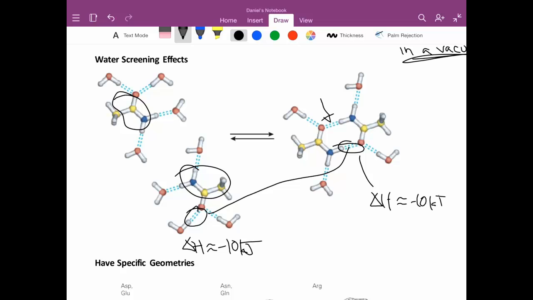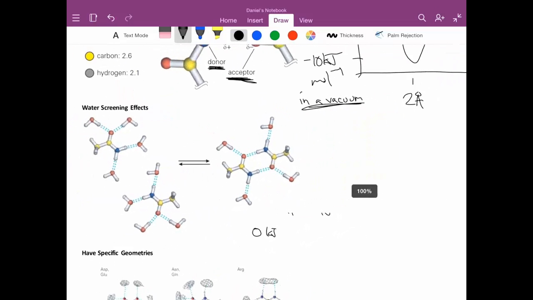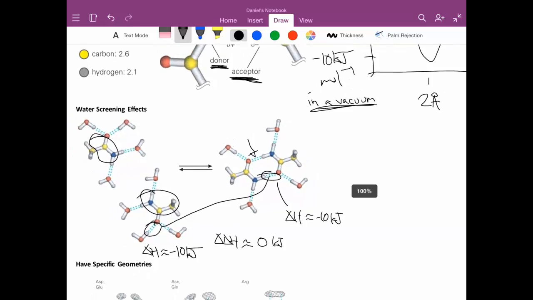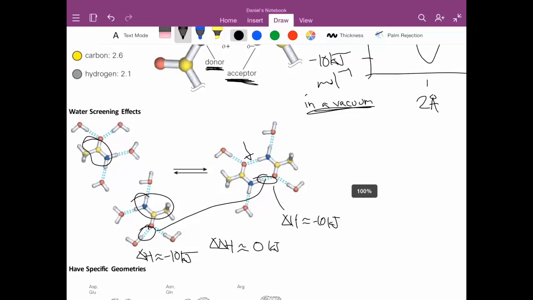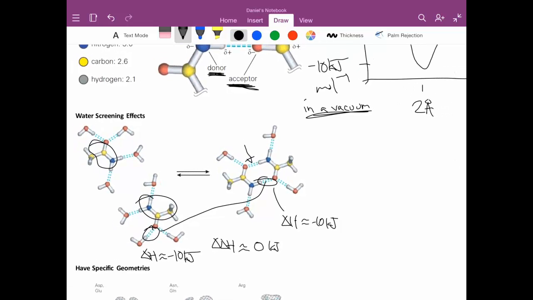So if we want to actually see the stabilization effects of this hydrogen bond, we're going to have to look at the delta H, which, since they're both about negative 10 kilojoules per mole, is about 0. So the idea is that when in water, hydrogen bonds actually don't stabilize structures much. They're useful for a lot of things, but they won't be the primary factor in protein structures, or for that matter, the formation of DNA structure, double-stranded DNA.